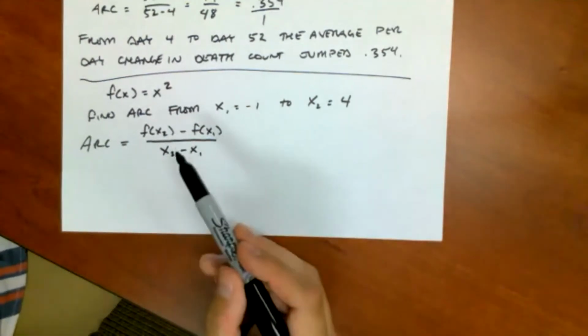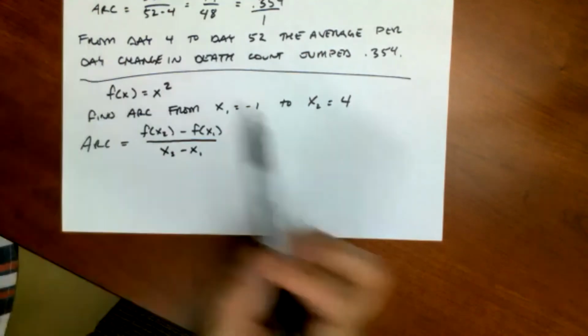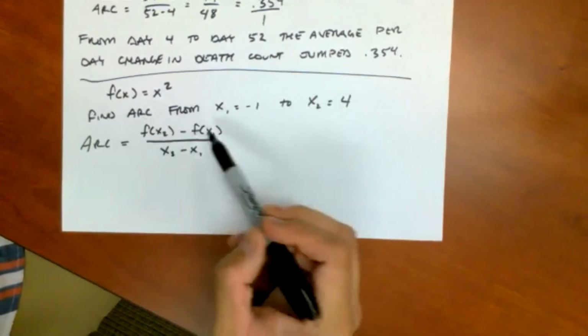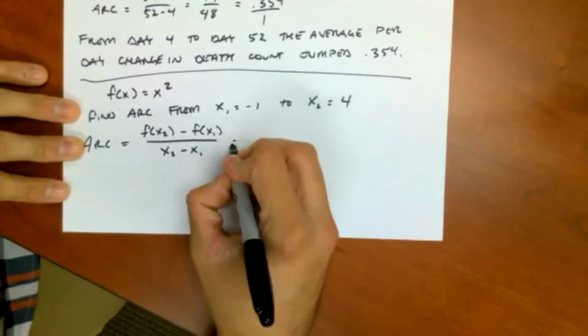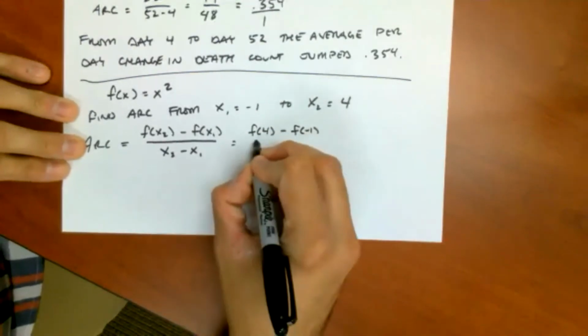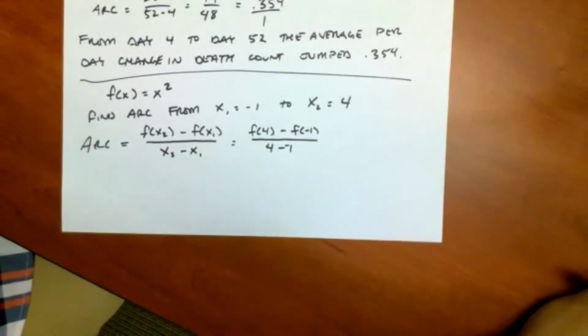So it's just the change in the y's over the change in the x's. For this, though, we know the x1 and x2. The denominator is going to be given to us. We've got to find out what f of x2 and f of x1 are. Like if we think of plugging the x's in, this would be f of 4 minus f of -1 over 4 minus a -1. So it would be f of 4 minus f of -1 over 4 minus a -1.